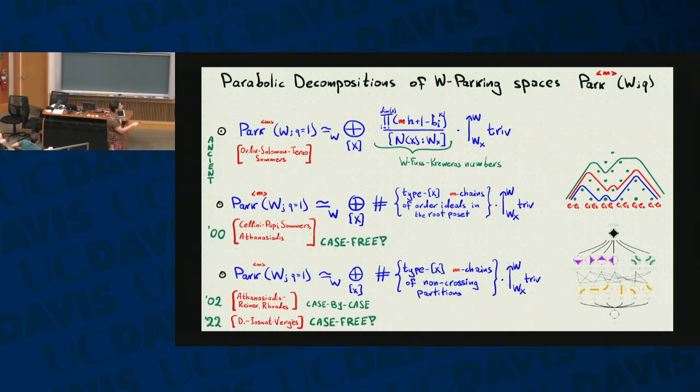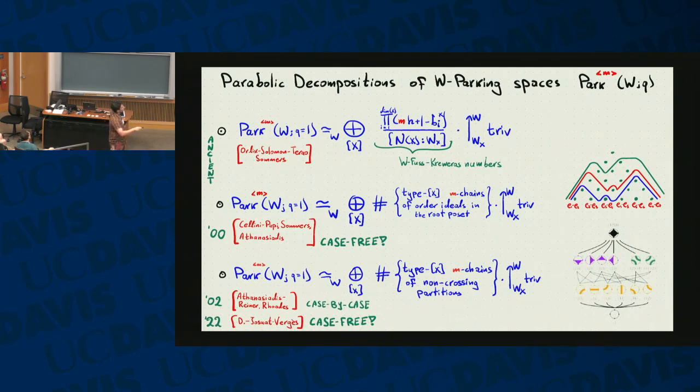Now, there are two that we know. One says, and this is more for the experts, I'm assuming, that the coefficients of the coset representations are M chains of root ideals, of order ideals in the root poset under certain conditions. And what we proved, what is the main result of this talk, is that another way to think about it is that the coefficients of the coset representations count M chains in the non-crossing lattice.